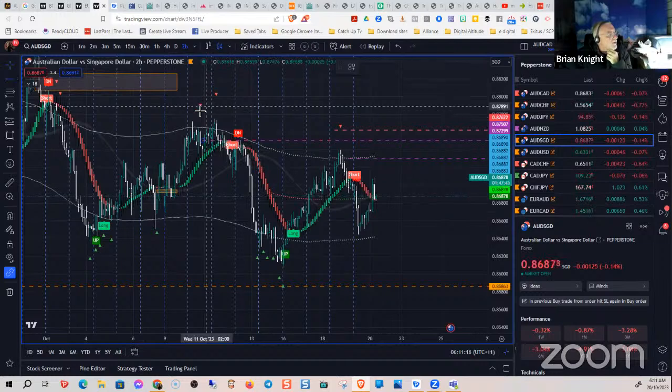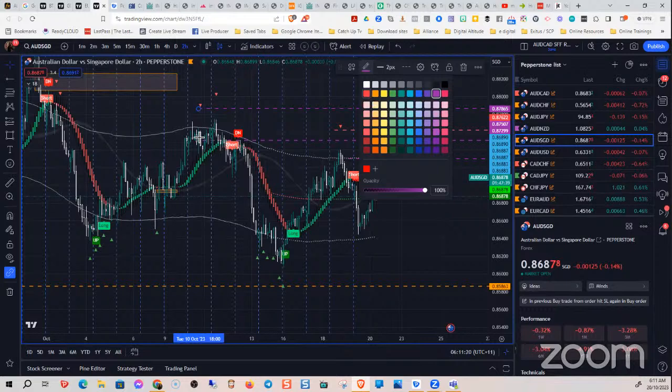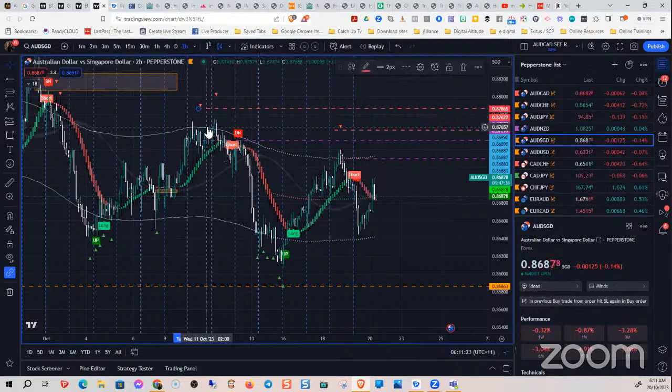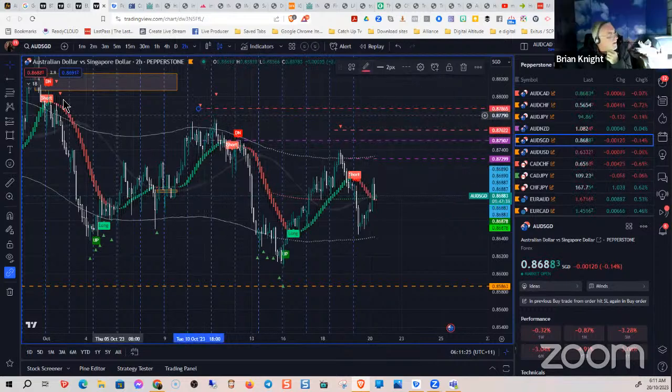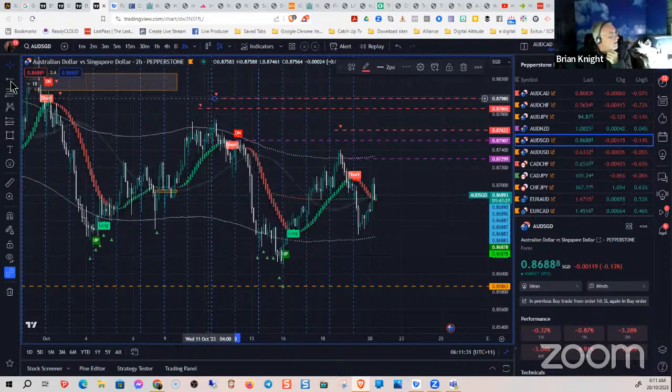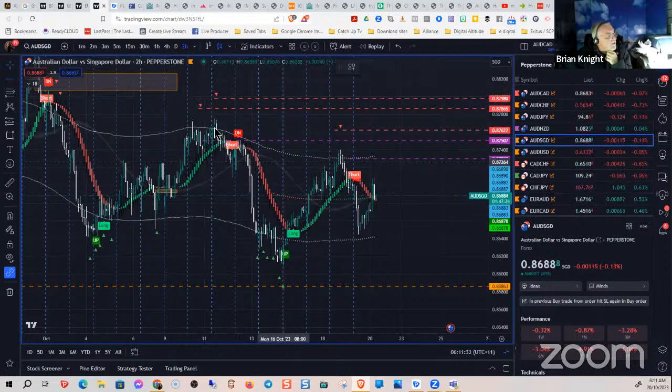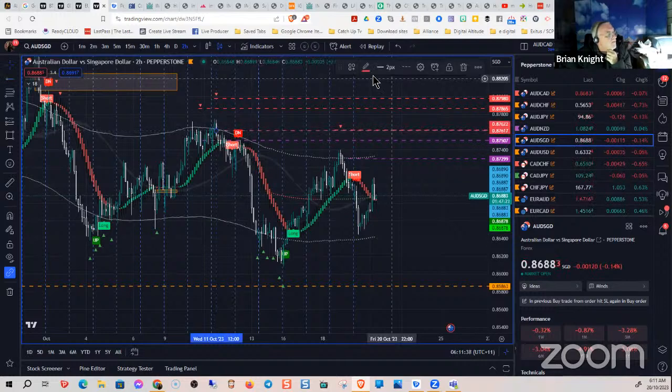You then put your stop loss up here. And then just let it run. And then it comes back up to there. Then you get another arrow. So you put another stop loss up here, and you have another entry somewhere in here.